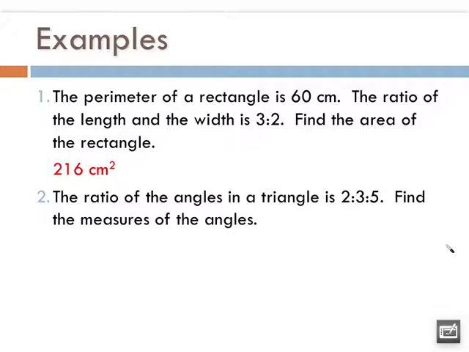Okay, what do you got and how'd you find it? Oh, 40, 60, and 80. Okay, so you got.